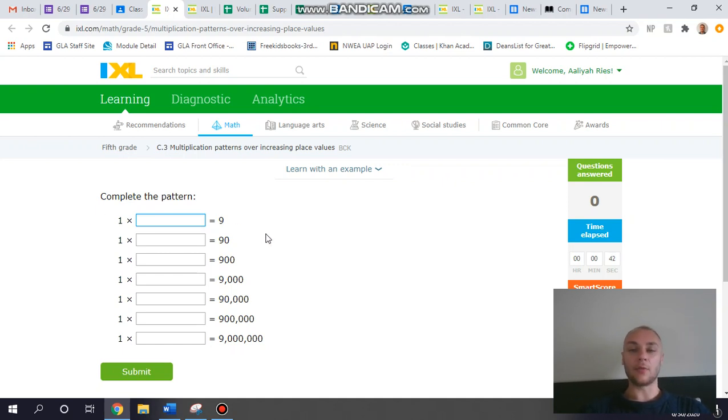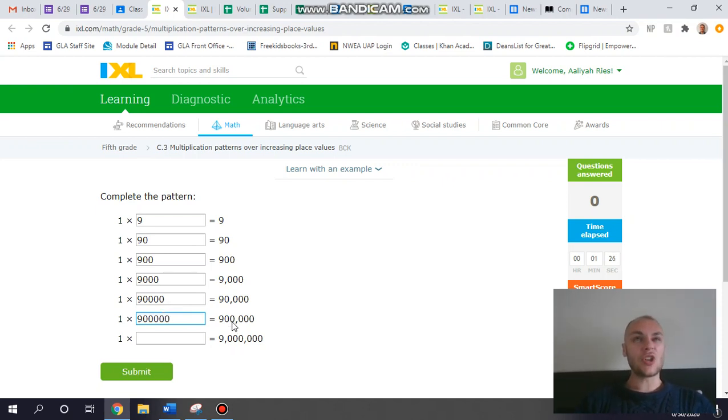1 times what equals 9? Think, think, think. What times 1 equals 9? You know this. 9 times 1 equals 9. What times 1 equals 90? 90. When we put a 0 at the end, you just need to put a 0 at the end of what you're multiplying by. Does that make sense? 1 times 900 equals 900. 1 times 9,000 equals 9,000. 1 times 90,000 equals 90,000. 1 times 900,000 equals 900,000.